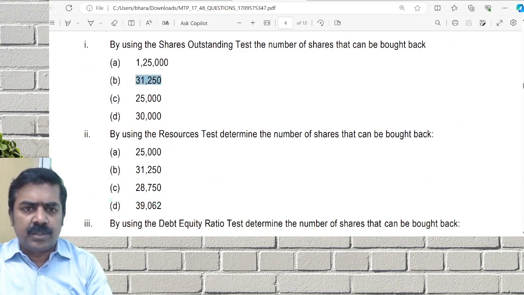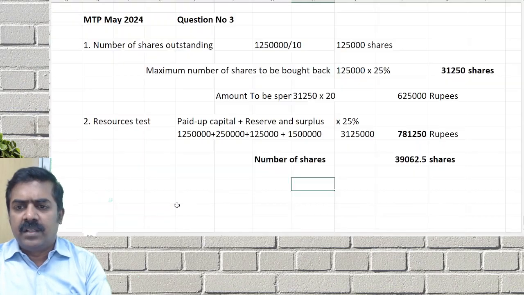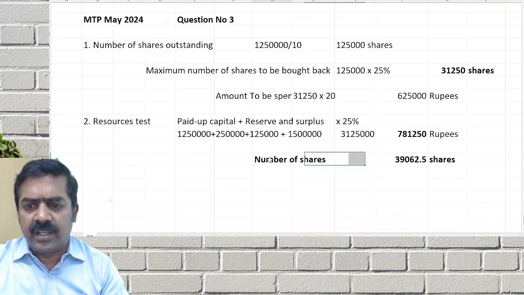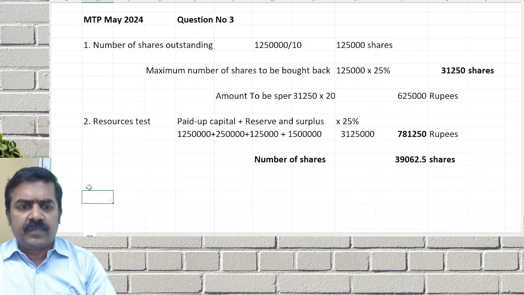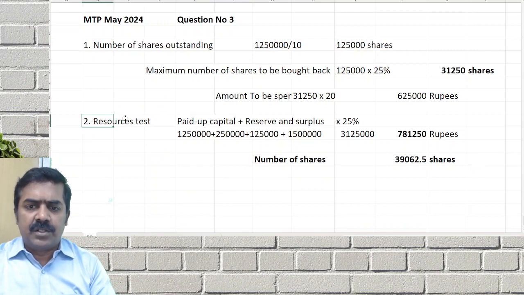First answer 31,250. Second answer is what? 39,062.5, so 39,062. This is based on which test? The resources test.